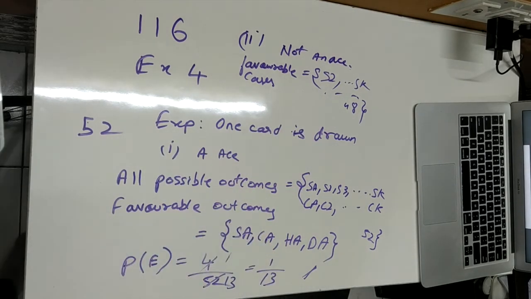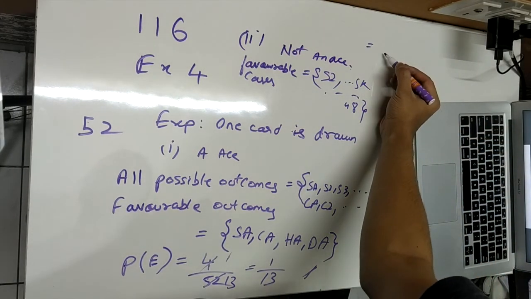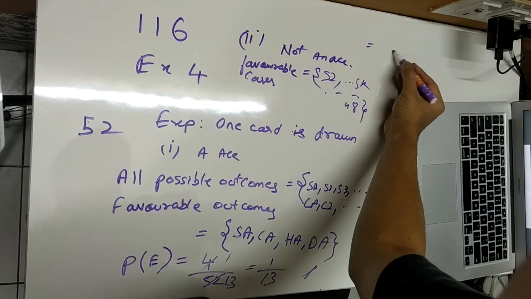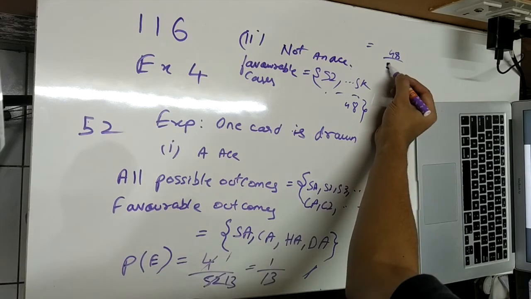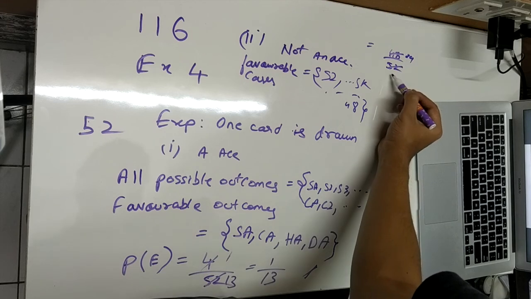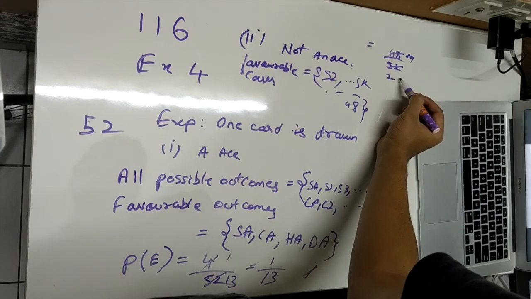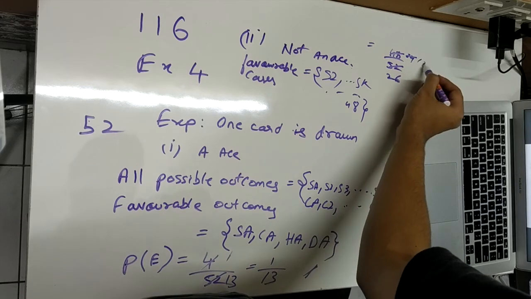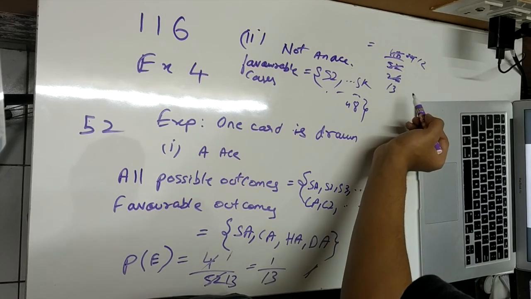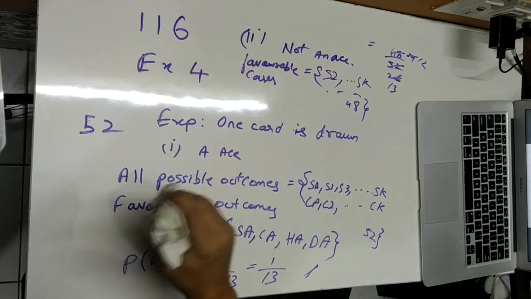Now what is the probability then? Number of favorable cases by total number of cases. So that will be 48 by 52. That is, 2 24s are 48, 2 26s are 52, so 24 by 26, 2 12s are 24, 2 13s are 26. So 12 by 13. This is the answer we got in this method.